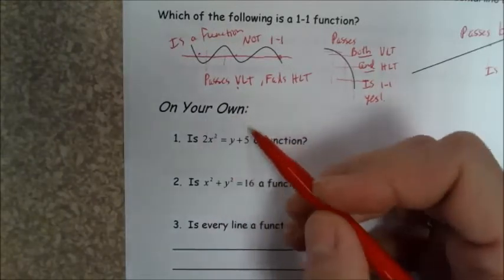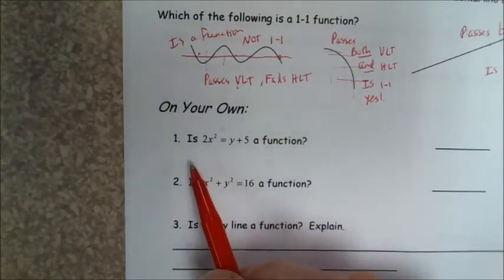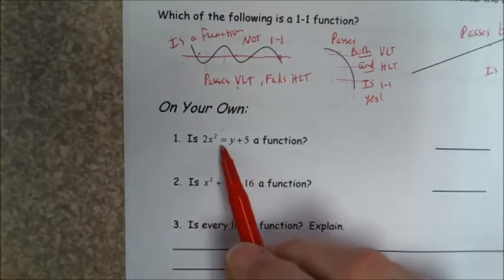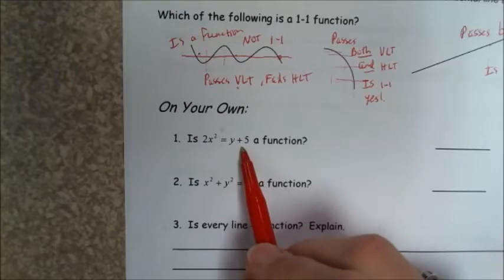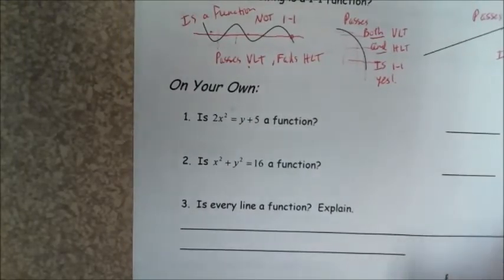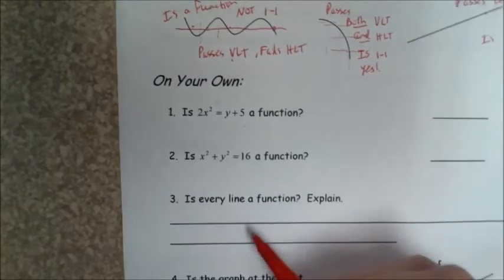So this is just something to do on your own. If you can remember from the previous video, those rules: if you have an equation, here's an equation, 2x squared equals y plus 5. Is this a function, yes or no? You can look at your rules on the previous pages to tell whether or not this is a function, and you would answer it over there. We can go over these in class.